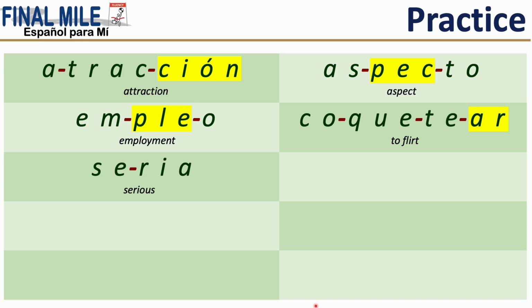Breaks. The I and the A, do they need to be separated? Answer is no. The I is weak, the A is strong, they remain together. We cannot separate them. Pronunciation emphasis. Syllable number 2, seria.